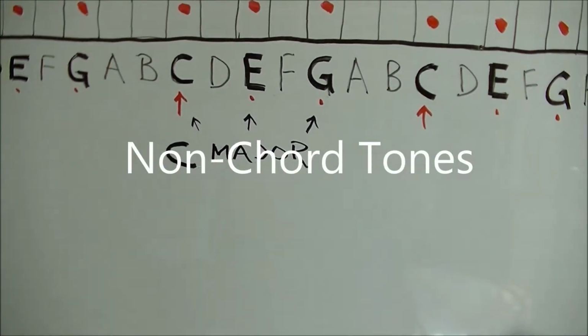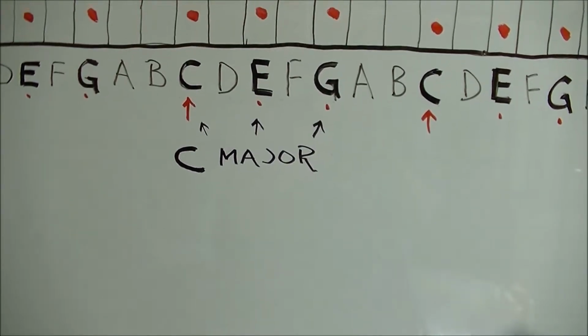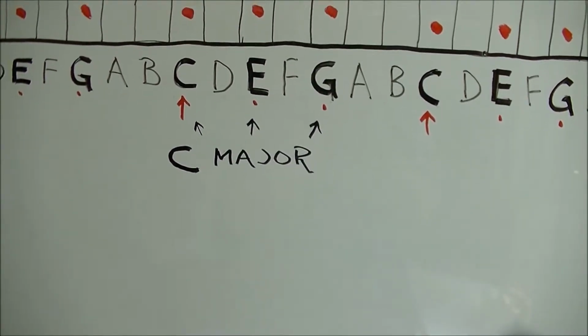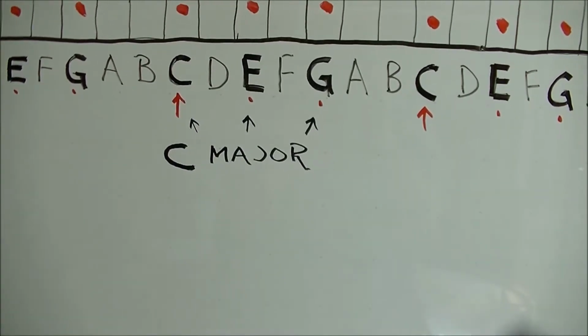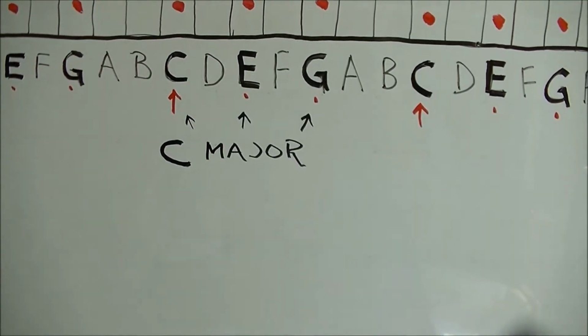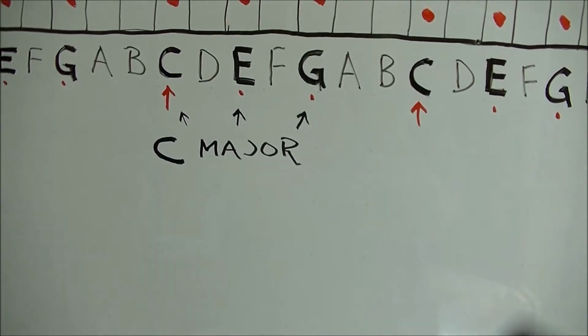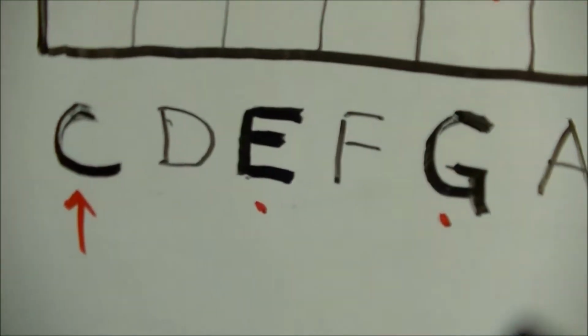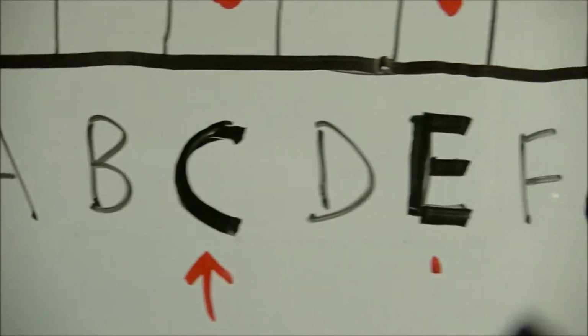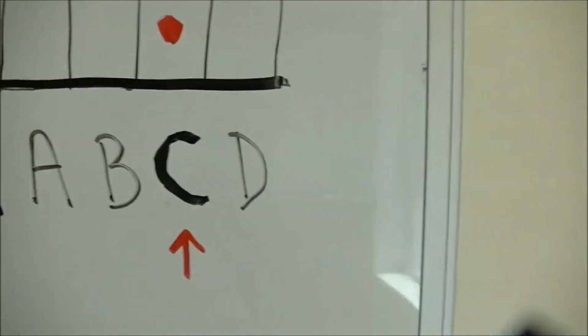So let's consider non-chord tones visually, and then musically. I will play some after I explain what they are. And we're going back to the keyboard again to take a look at C major. Now, what I have here is the musical alphabet, which, as you can see, repeats itself after G.